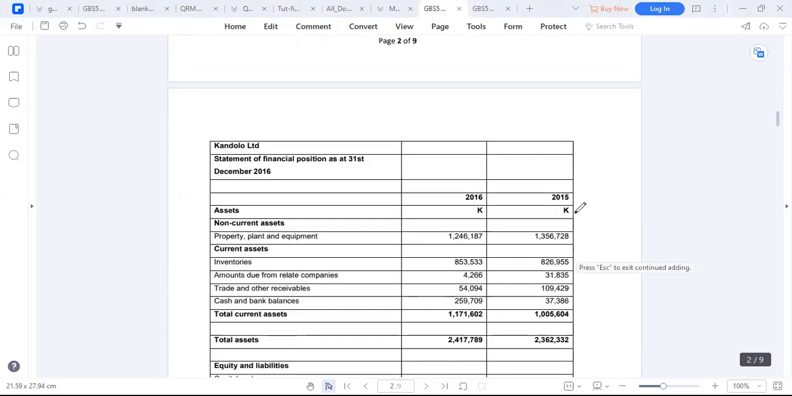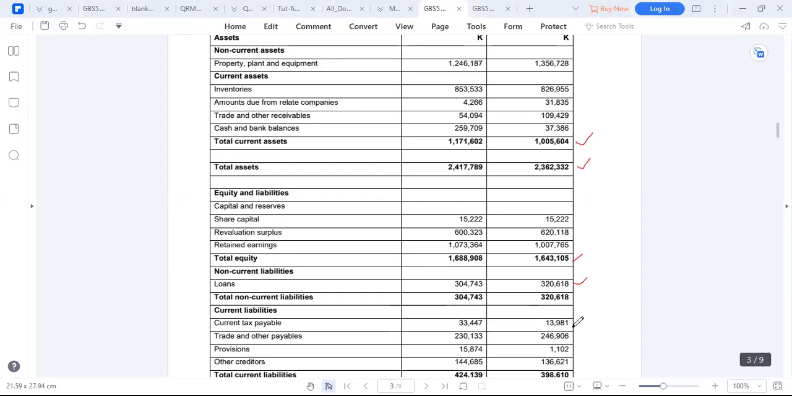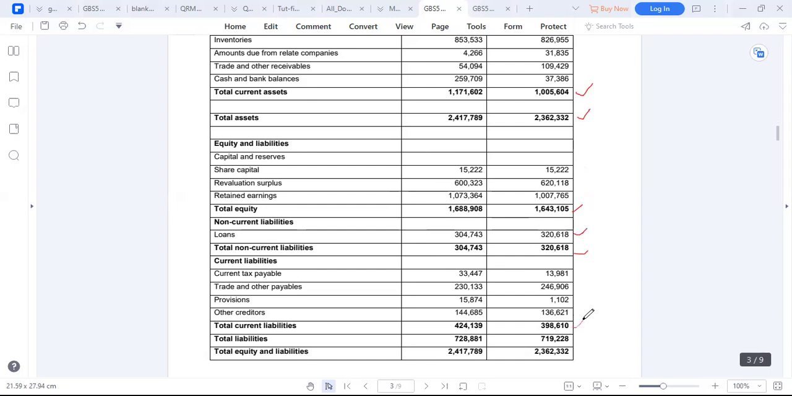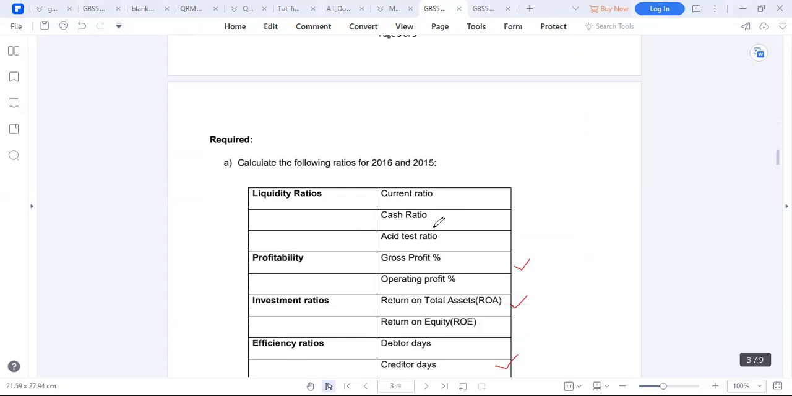Here we have the total assets, the current assets, total assets there. We also have our total equity here and our loans, our non-current liabilities, total current liabilities, and total equity and liabilities. So we're asked to evaluate our liquidity ratios. For liquidity ratios, we have three: the current ratio, cash ratio, and acid test ratio.